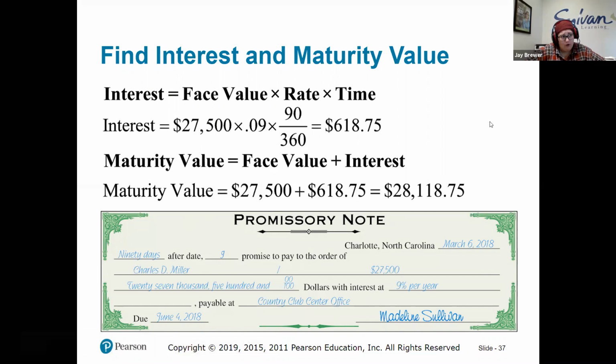Promissory notes are only going to be beneficial to the person receiving them. What do you think the benefit is for the person sending the money? Can anyone think of what the benefit might be to doing a promissory note from the person sending it? What do you think could be your advantage there?